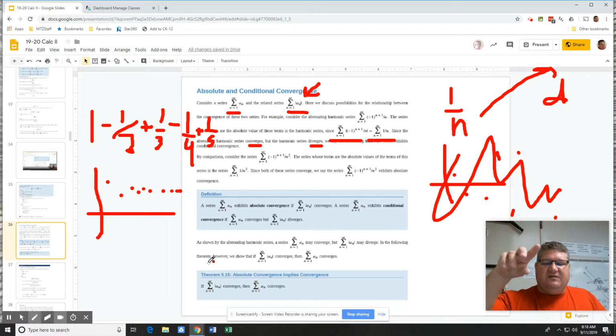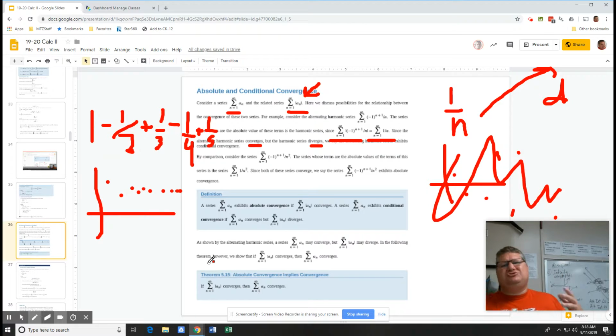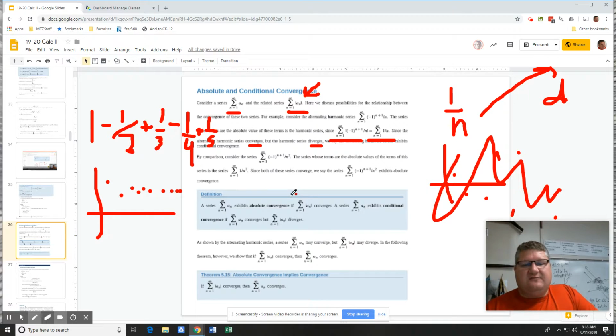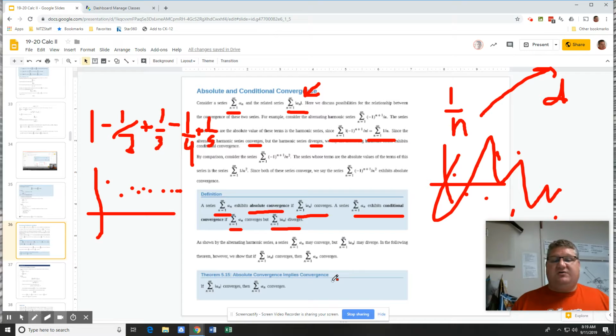But if we put the -1 thing in front, if it happens to be an alternating harmonic, then conditionally, sometimes harmonic converges. But it's really only because of the plus minus plus minus. So that's what the absolute and conditional convergence tests are for. If we have a series, it exhibits absolute convergence if the absolute value converges, and it exhibits conditional convergence if the series converges but the absolute value diverges.